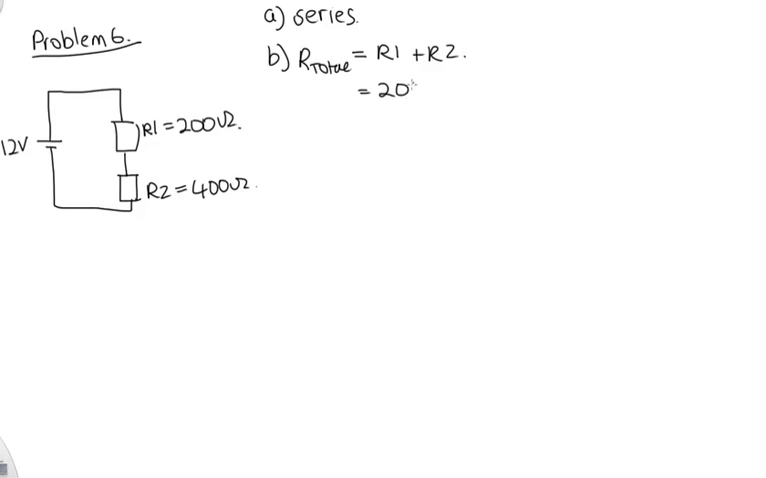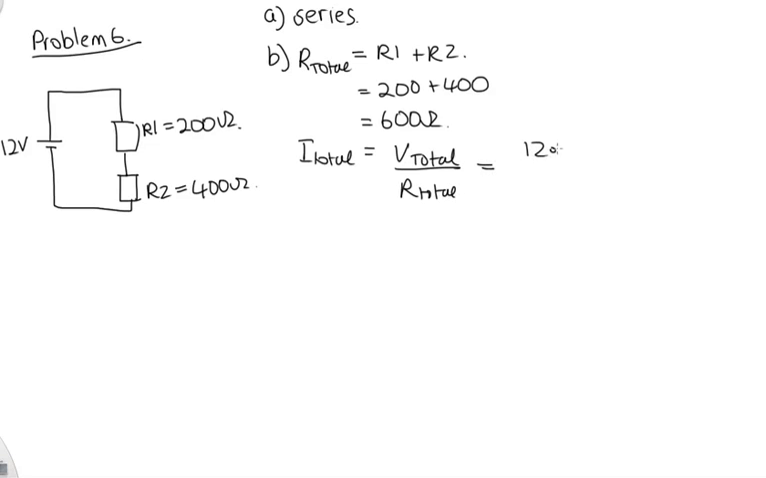So this is equal to 200 plus 400, which is equal to 600 ohms. And so the total current from Ohm's law is the total voltage over the total resistance. And the total voltage is 12.0 volts and the total resistance is 600 ohms. So solving this on the calculator, we end up with 0.020 amps. And so now we can work out the voltage drop across resistor 1.